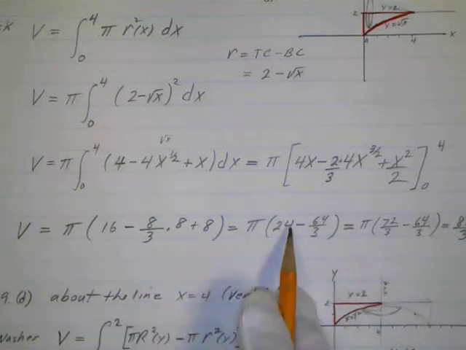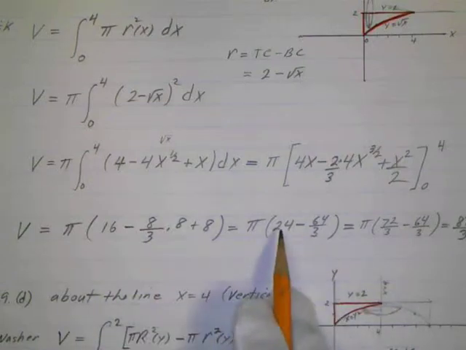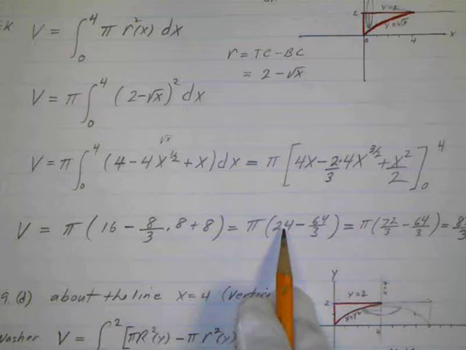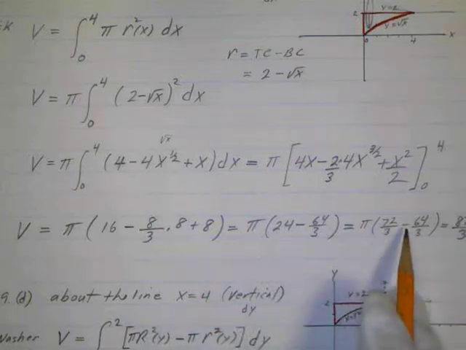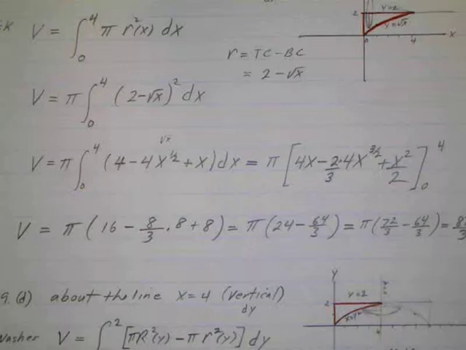16 plus 8 is 24, 8 times 8 is 64 thirds. And I make these all over 3, so 24 times 3 is 72 over 3, so that's 72 thirds minus 64 thirds is 8 thirds pi. That's your answer.